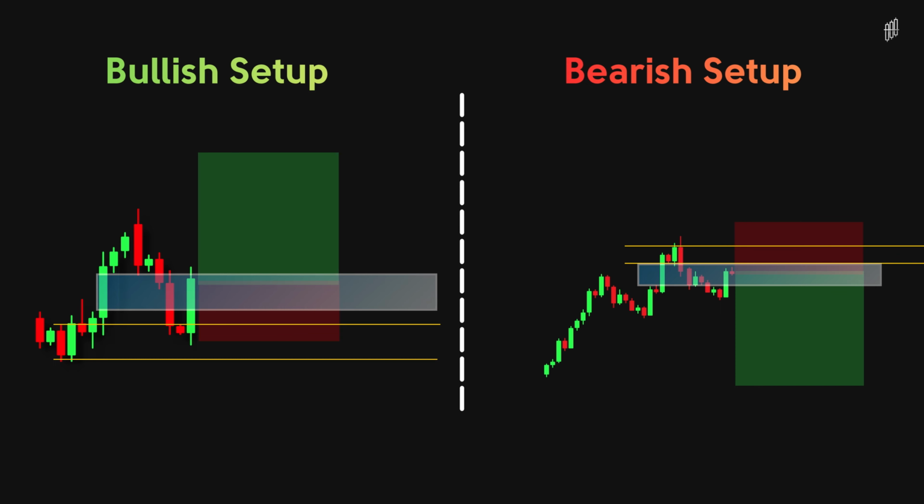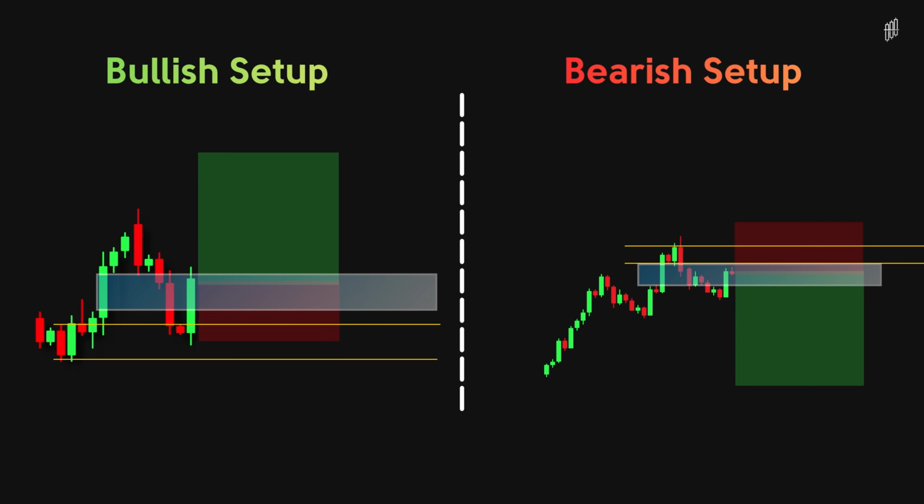You enter long on a bullish order block retest, or short on a bearish order block retest. Your stop loss goes below the low of the entire order block candle for a bullish entry, not just the body, the full wick, because if price trades below that level, the order block has been violated and the setup is invalidated. For a bearish entry, your stop loss goes above the high of the order block candle.